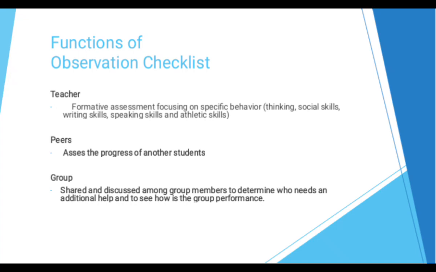Functions of observation checklist. The first function is for the teacher. It can be formative assessment focusing on specific behavior like thinking, social skills, writing skills, speaking skills, and athletic skills. The peers. Peers assess the progress of another student. And lastly, the group. The group shares and discusses among group members to determine who needs additional help and to see how is the group performance.